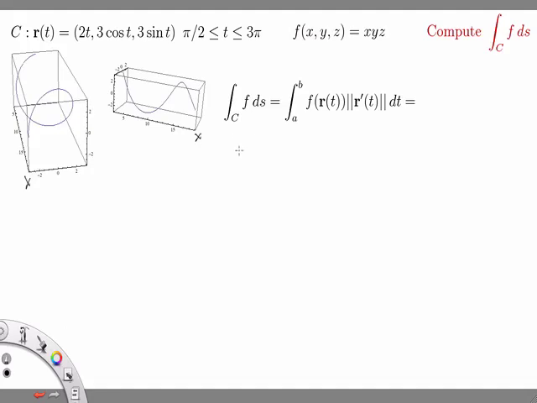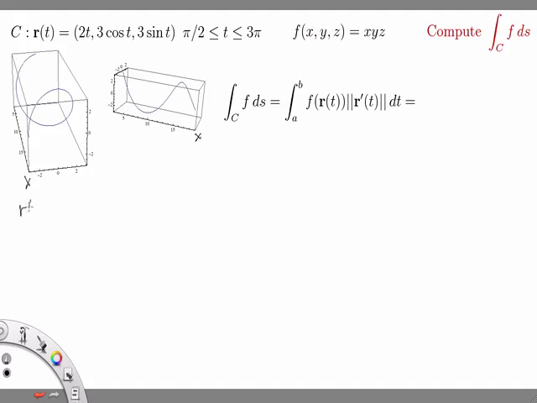And just as in the case of a curve defined in the plane, we're just going to use this parameterization r of t in exactly the analogous way. So we need to know f of r of t, and we need to know the magnitude of r prime of t, both as functions of t, and this product is what we're going to integrate with respect to t from, in this case, t equals pi over 2 to 3 pi. So let's go through this.